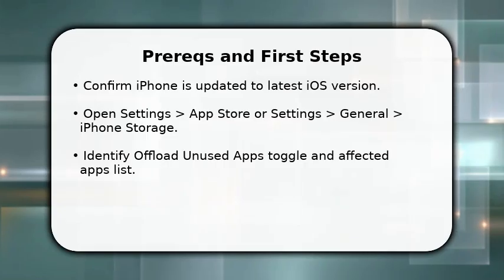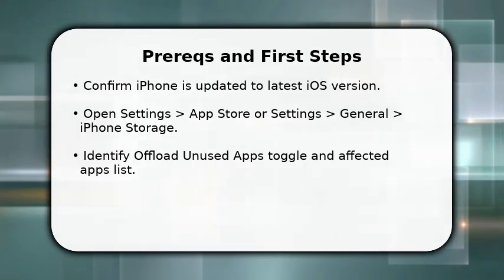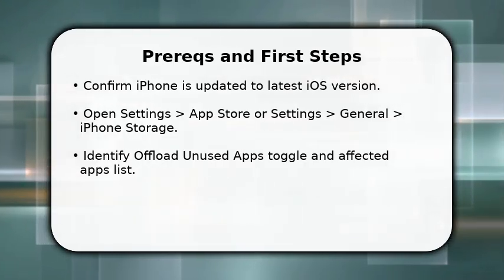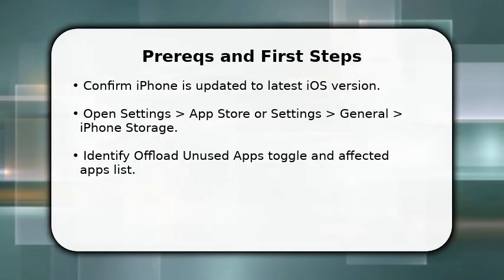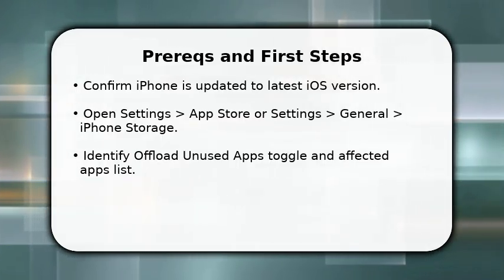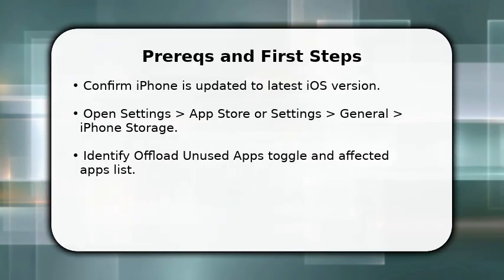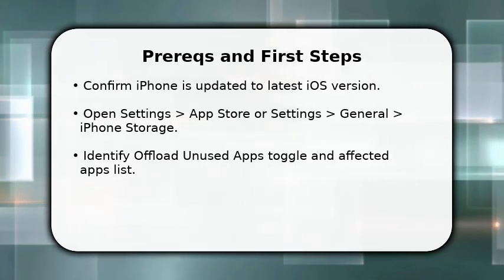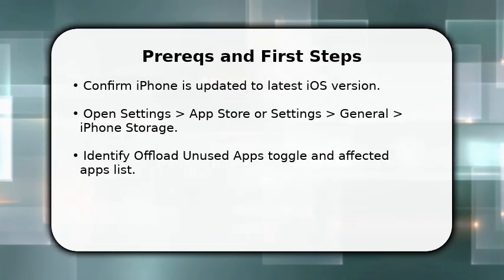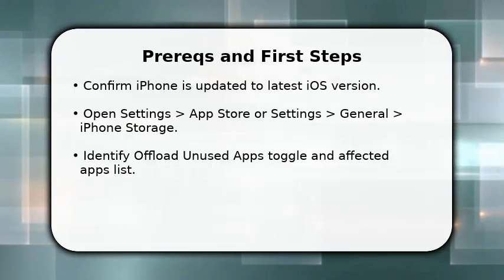You need the latest iOS and enough battery or charger connected. Once set, open Settings and go straight to App Store or iPhone storage. You'll see Offload Unused apps and a list of offloaded items. Tap the toggle to disable automatic offloading, then review the app list to find which apps were offloaded.